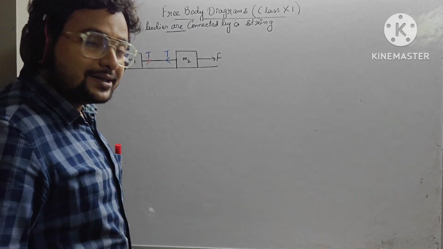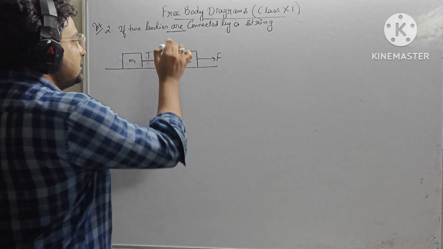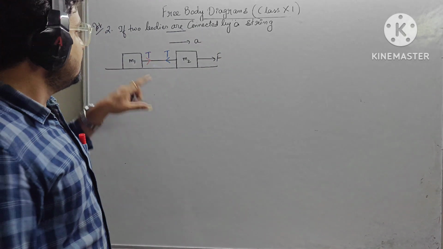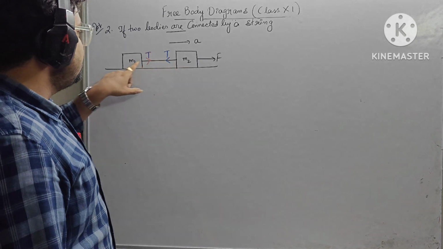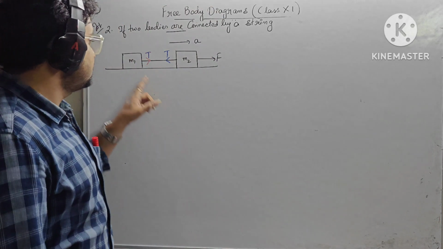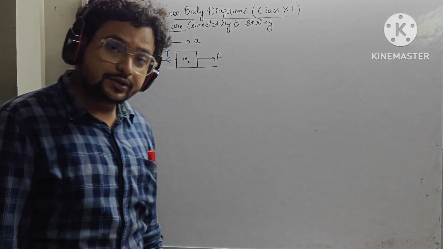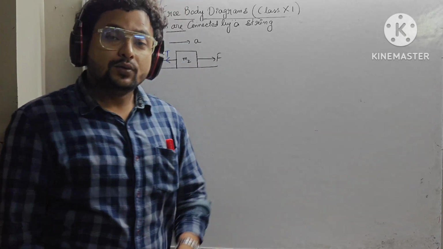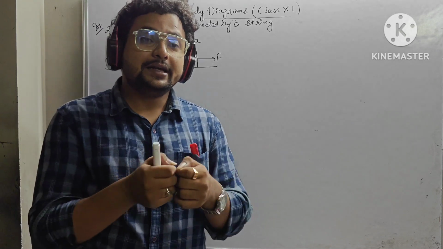Okay. Now, if I draw the bodies separately, acceleration will be in this direction. Remember, this body and this body will be moving with the same acceleration. Acceleration of this one is A, acceleration of this one also is A, and the acceleration of the entire system is also A. Why? Because both the bodies are connected together.